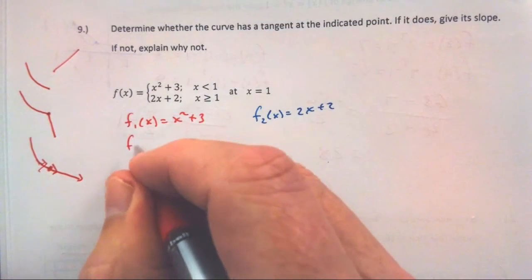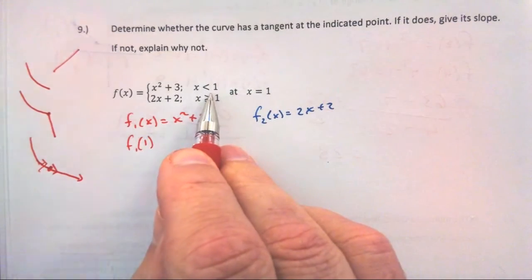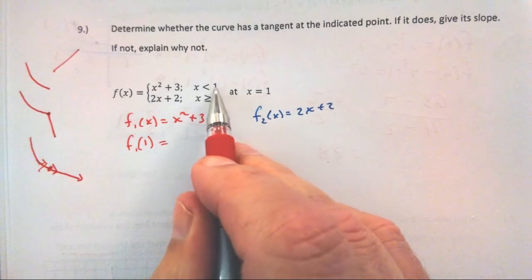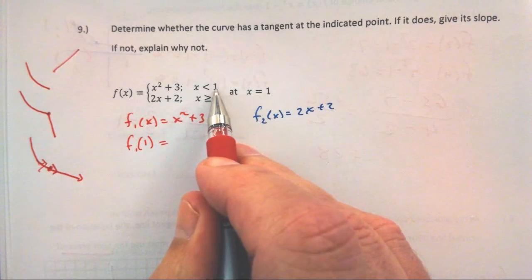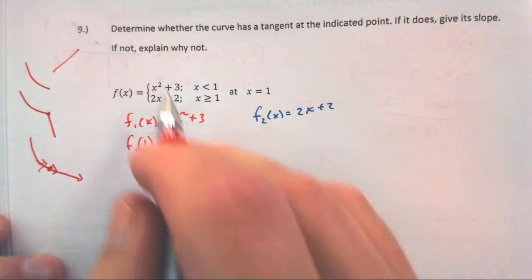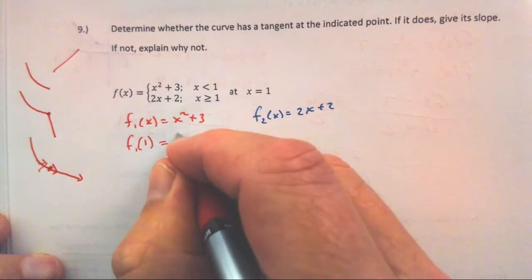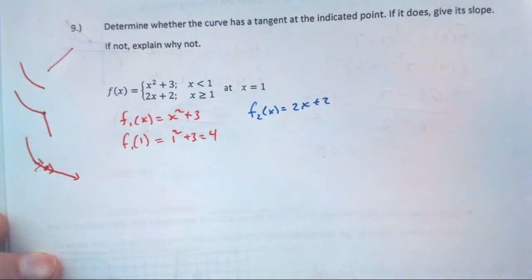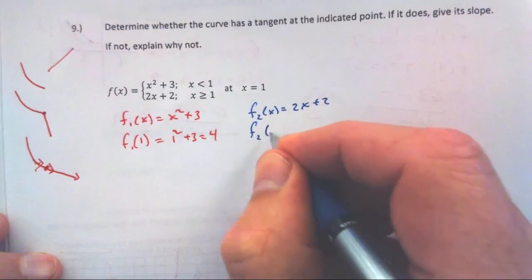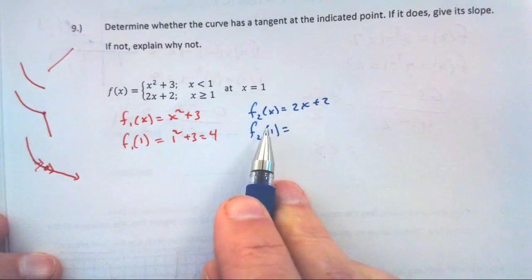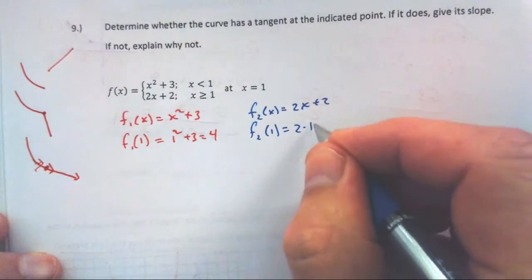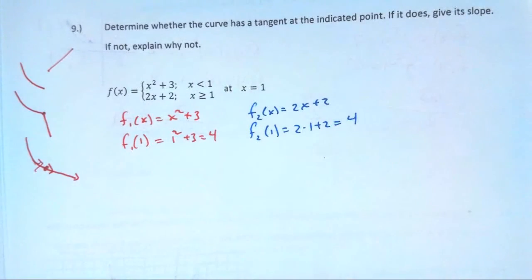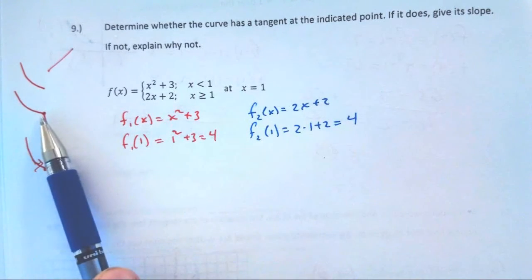So I'm going to find F1 of 1. That's like my exit point, right? F1 of 1, 1 goes here, but 1 almost goes there. I could graph this. We'll talk about that in a bit. I put in 1 and I get 1 squared plus 3, or 4. How about F2 of 1? My entrance point, I get 2 times 1 plus 2, I get 4. Job 1 done. But how do I know that we're not dealing with a cusp here?